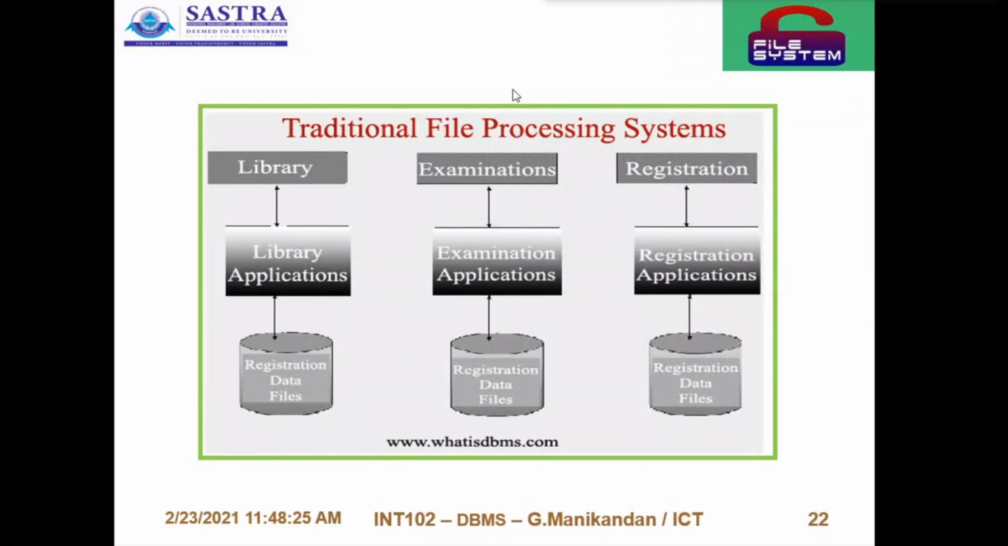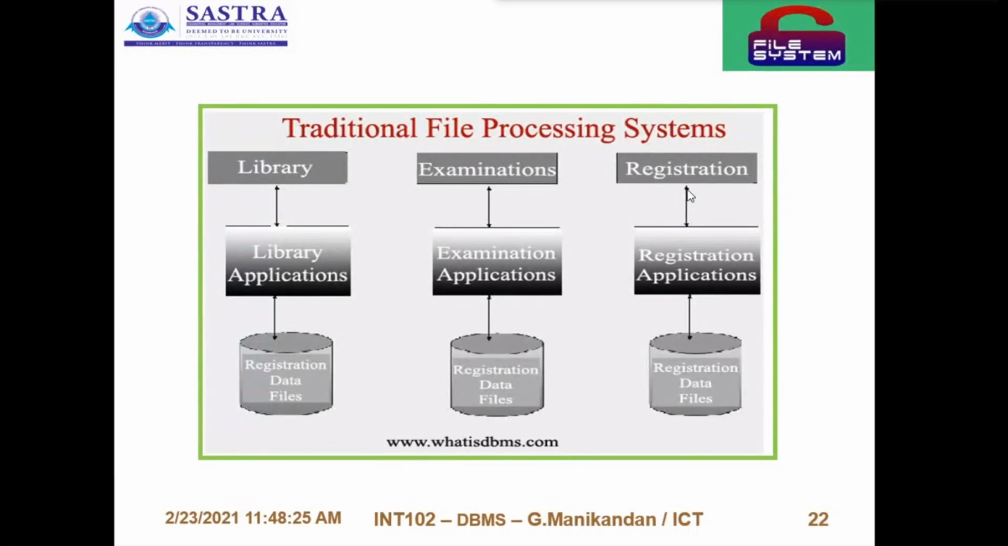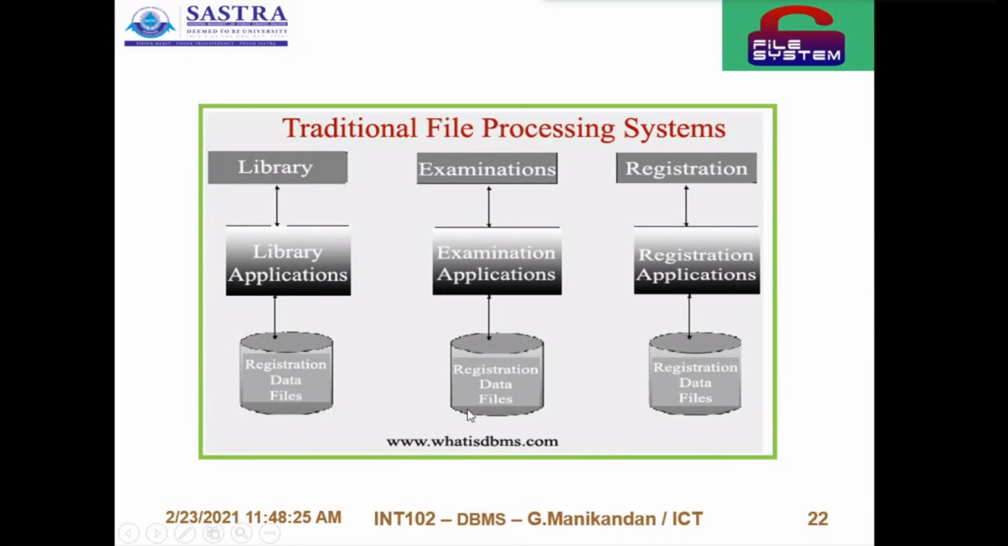For example, this snapshot is related to a university file system. Suppose in a university you have three different locations: one is the library, another is examination, and another is the registrar office. If you visualize this scenario as a file system, in three different locations I am going to have three different programs, or three different files. The thing is, the information is related to the same student.